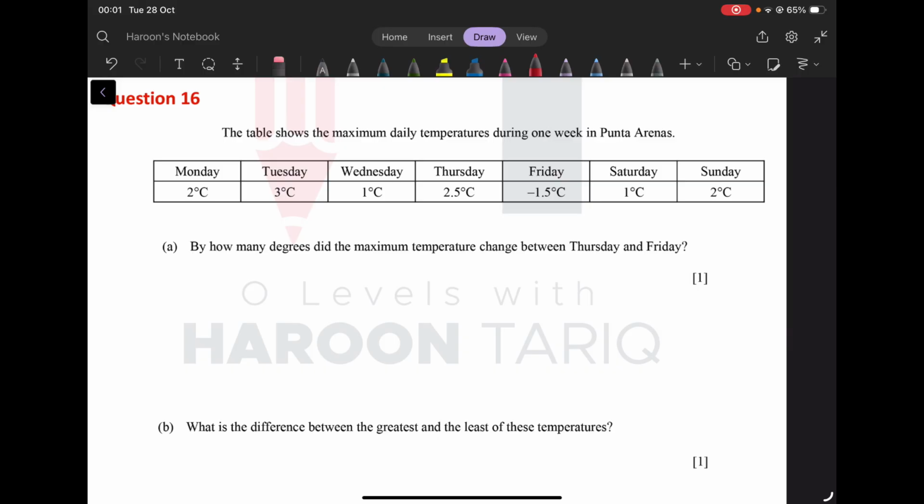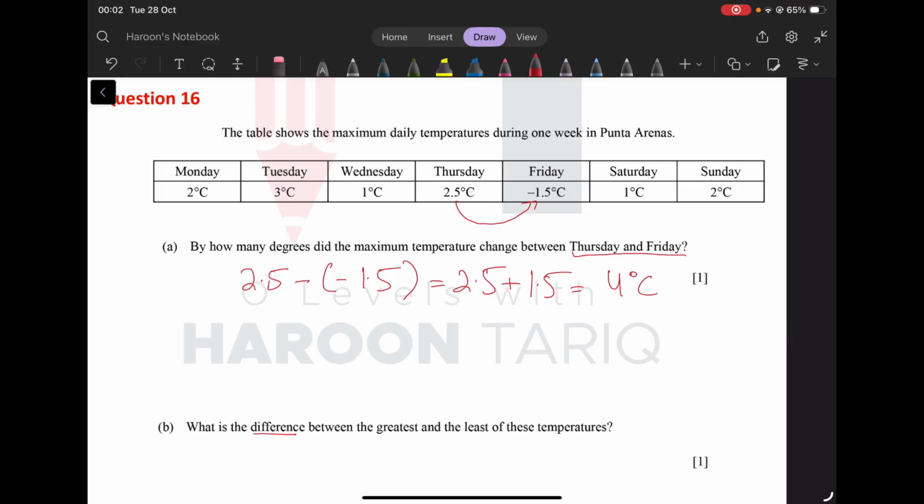Okay, now next question. By how many degrees did the maximum temperature change between Thursday and Friday? Let's have a look. Thursday and Friday. So this is plus 2.5, and this is minus 1.5. So the difference is basically 4 degrees Celsius. What we need to do is 2.5 minus, because of the difference, that is why we have minus there. We need to calculate the change, and minus 1.5. So minus times minus becomes plus, 2.5 plus 1.5. You can make a timeline as well. Highest and lowest value, just take a few jumps to reach your final answer, and that will be 4 degrees Celsius in that method as well.